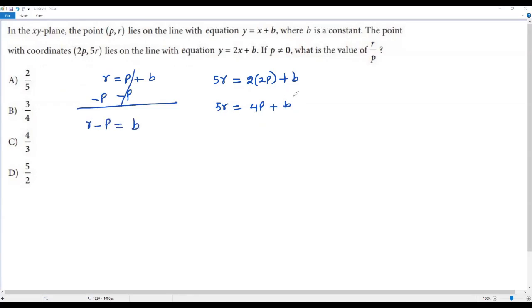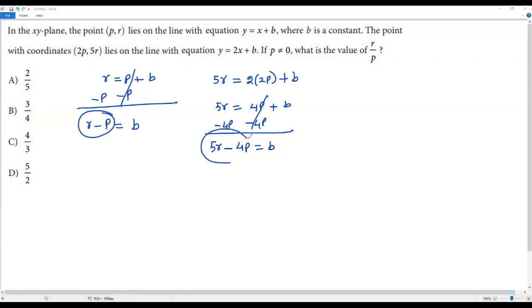Now to solve for b in the second equation, I have to get rid of this 4p. For that, I subtract 4p from both sides. When I do so, the positive 4p and negative 4p cancel out. So 5r minus 4p equals b. I've solved for b in both the equations. From the second equation, the expression equivalent to b is 5r minus 4p. In the first equation, the expression equivalent to b is r minus p.